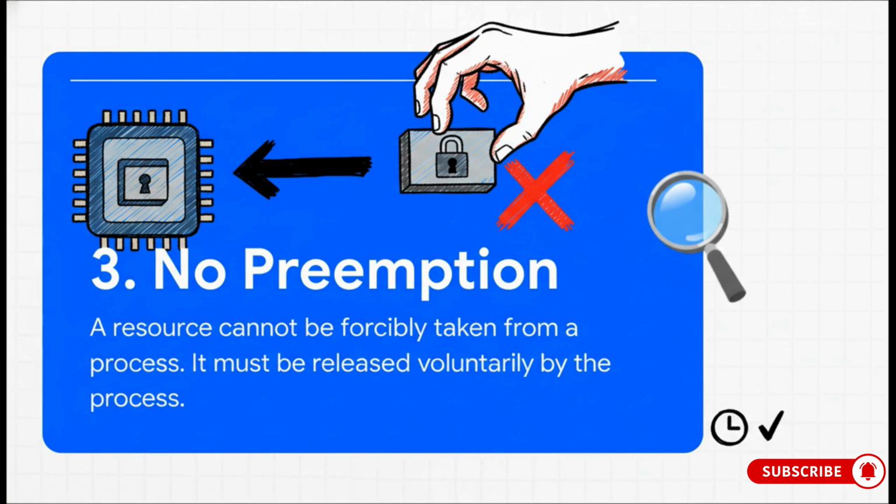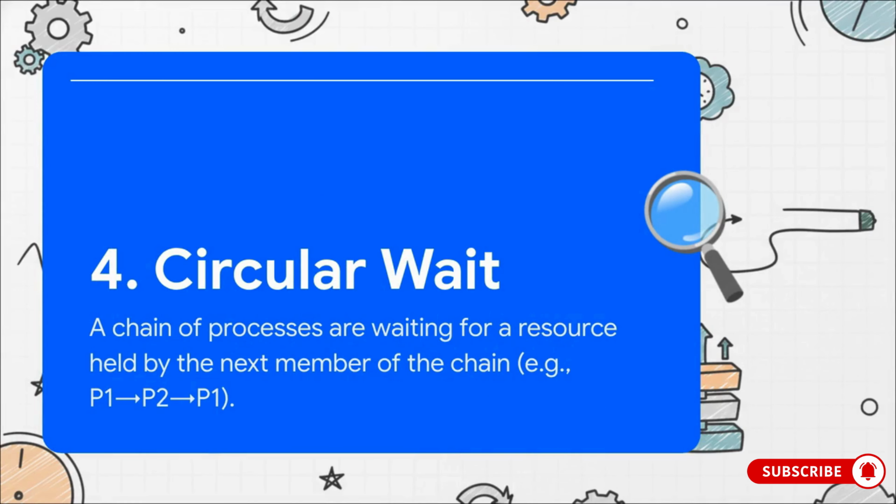Third, we need the condition of no preemption. Preemption means to take something away. So, no preemption means that once a process has been granted a resource, the operating system can't just swoop in and forcibly take it back. The process is the boss of that resource. It will only release it voluntarily when it's completely finished with it. You can't just snatch a file away from a program while it's in the middle of writing to it. That would cause chaos.